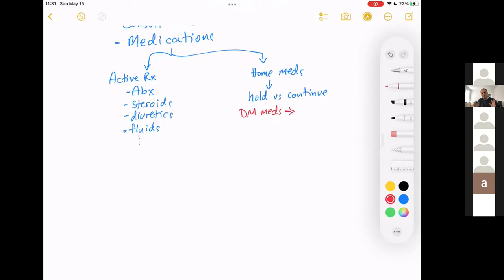Ooh, it sucks. I hate it. But you should know it, okay? But usually insulin, okay? How to manage the insulin in the inpatient, that's a whole different talk. We're not going to go into it. But usually these people with diabetes, most of the time, stop their hypoglycemic agents.